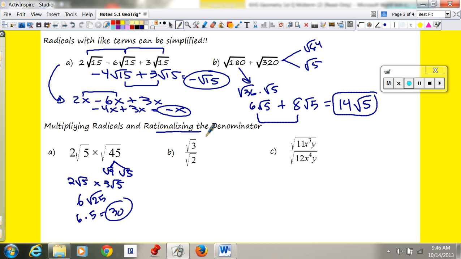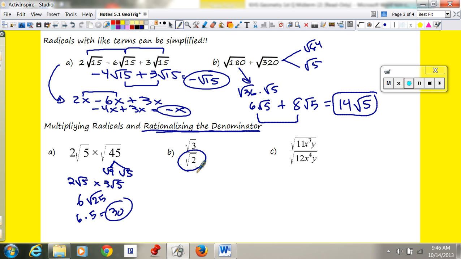Rationalizing the denominator means you get rid of any radicals down here. You can't have radicals on the bottom. Remember how we can't divide by 0? You could also say, thou shalt not divide by a radical. You know why you can't divide by a radical? Because you don't know how much that number actually is.